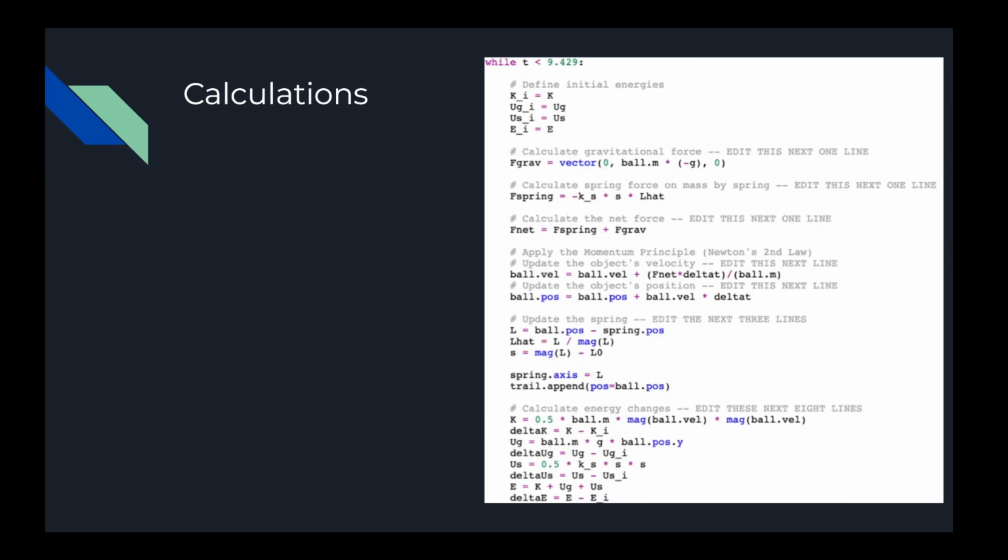So to look at the entirety of the while loop, we have all of our energies identified with variables, and then we have F grav calculated, and then the force due to the spring calculated, and then F net being the addition of the two. We have velocity and position update formulas, and then finally we have energy update formulas where it looks at the change in energy as a total and updates new energies for all of the different subsections.